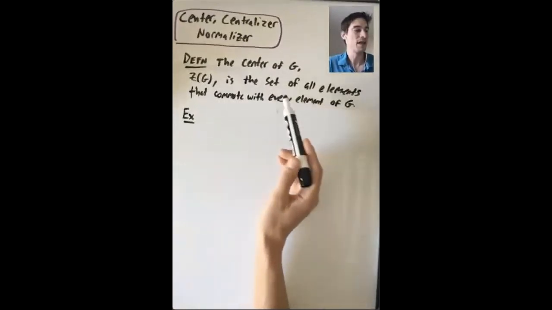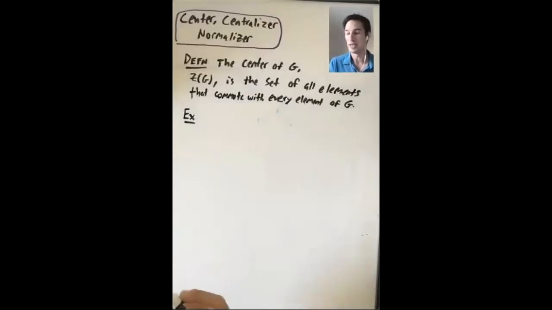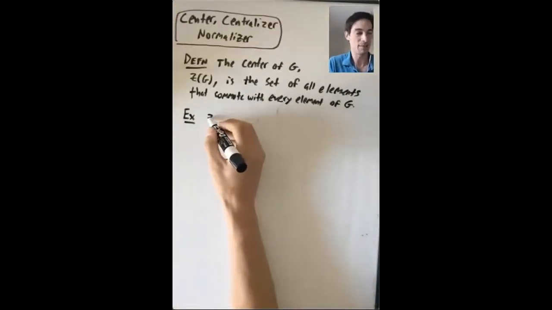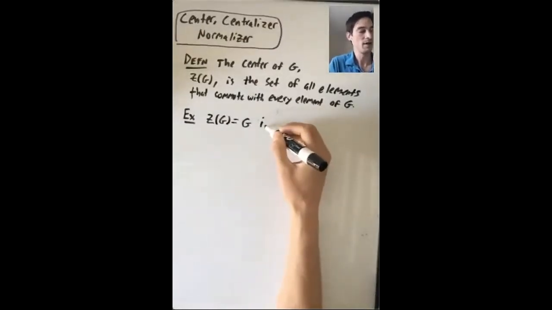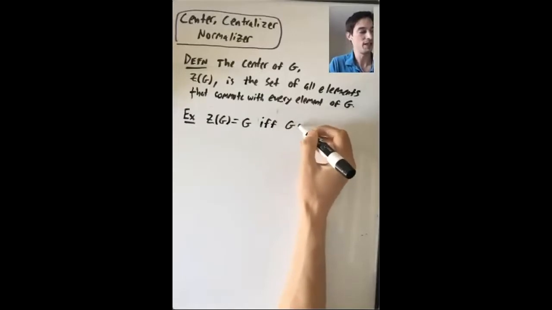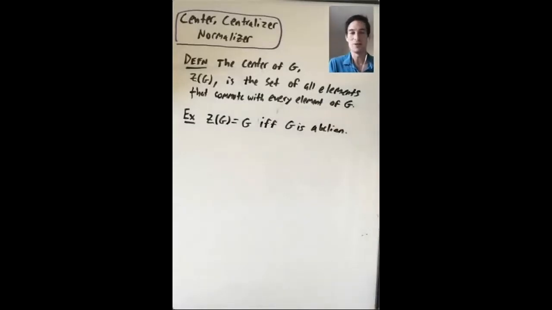The center of a group is the set of all the elements in the group that commute with every element of G. So let's just give some examples to see what this looks like. Z(G) is the whole group if and only if G is abelian. Any two elements in a group commute if and only if the group is abelian. So if the group is not abelian, you can find some pair of elements a, b where ab is not equal to ba. So that means that a and b both can't be in the center.